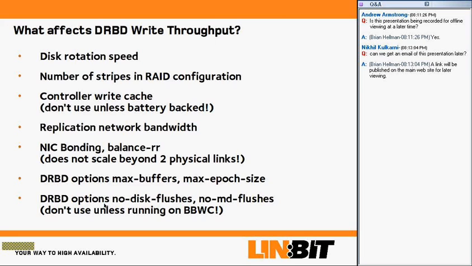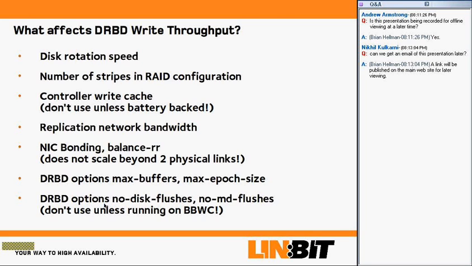You must understand, or you should understand, that that sort of bonding does not scale indefinitely in terms of throughput. Indeed, because NIC bonding is greatly affected by TCP reordering that has to take place on the secondary, for DRBD performance, and actually not just for DRBD performance but for general raw network performance as well, bonding does not scale beyond 2 physical links.